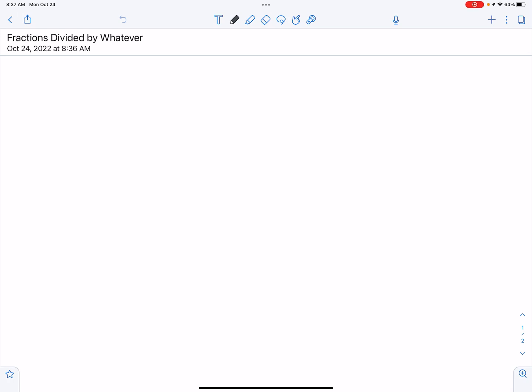We have finally reached that point where we are going to divide a fraction by whatever other type of fraction we would like. So this could be a fraction.